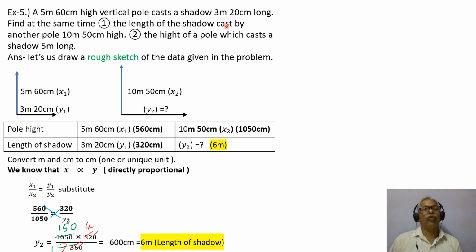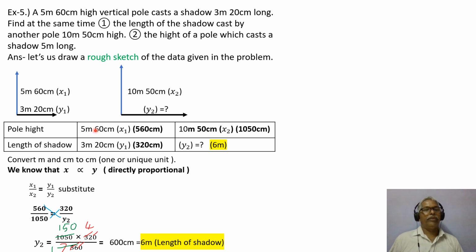Then at the same time, the length of the shadow cast by another pole. He has asked the length of the shadow, so this is asked. That is why a rough sketch is very important. This gives you a clear idea of what we have to solve and what the given data is. The length of the shadow cast by another pole 10 meters 50 centimeters high. So always, whenever possible, draw a rough sketch. If such a type of problem is given, we drew this in the previous problem also. This makes your problem very easy.